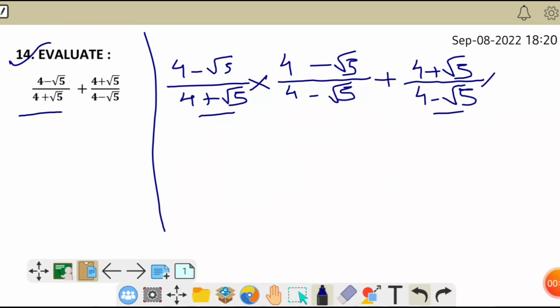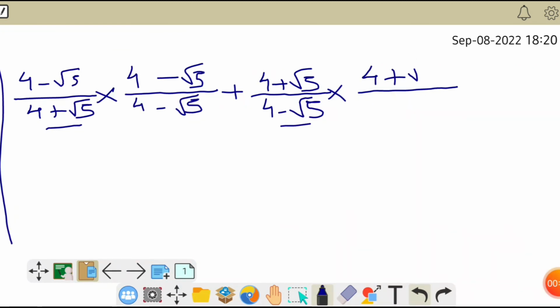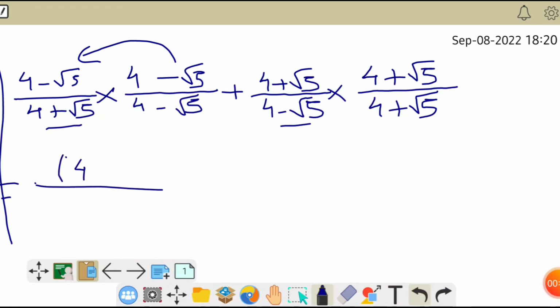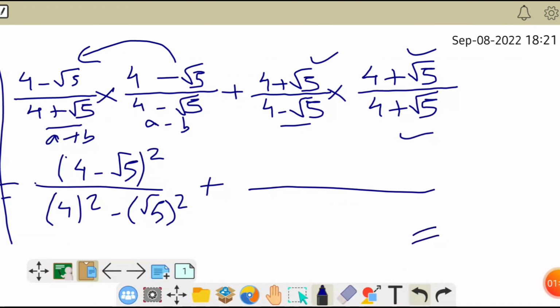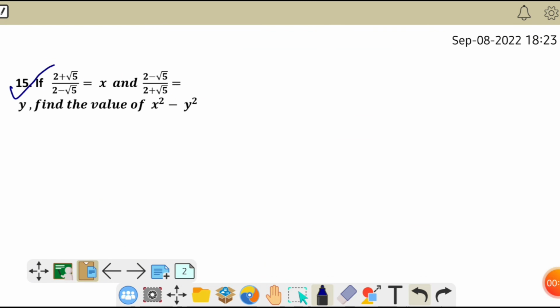Here we are going to take the positive sign to rationalize, that is 4 plus root 5 by 4 plus root 5. So now multiply it, 4 minus root 5 into 4 minus root 5, that is 4 minus root 5 whole square. Here we have a plus b into a minus b, that is a square minus b square. In the same way, we'll solve another term, that is 4 plus root 5 whole square and a minus b whole square. So this is your homework. I hope you can do this. And in the next video, we are going to solve exercise 1D.